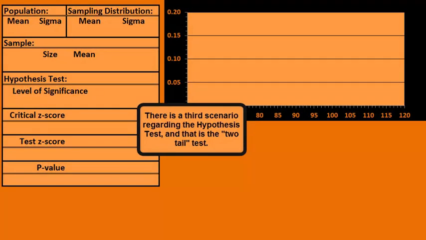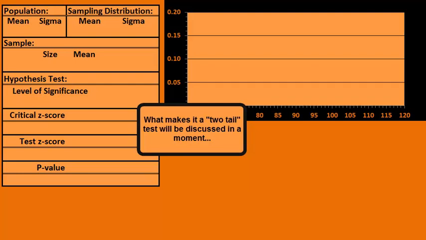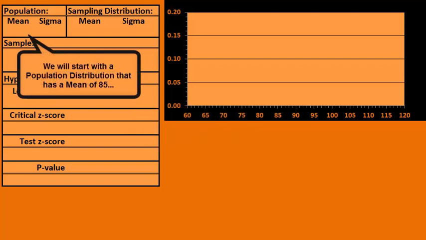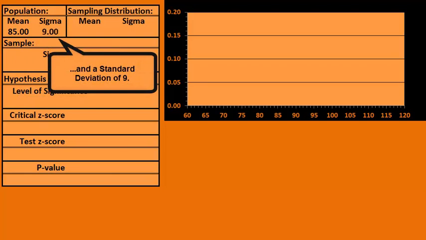There is a third scenario regarding the hypothesis test, and that is the two-tailed test. What makes it a two-tailed test will be discussed in a moment. First, let's set up the example. We will start with a population distribution that has a mean of 85 and a standard deviation of 9.